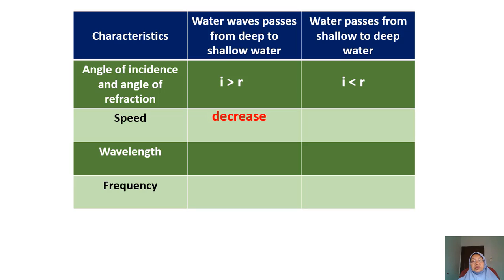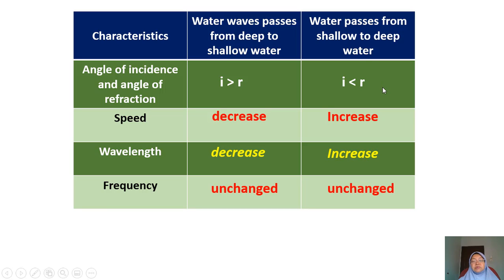Whereas when water passes from shallow to deep, speed decreases, wavelength also decreases because both are directly proportional. Frequency stays unchanged. Okay, when water passes from shallow to deep water, speed increases, wavelength increases, and frequency remains unchanged.